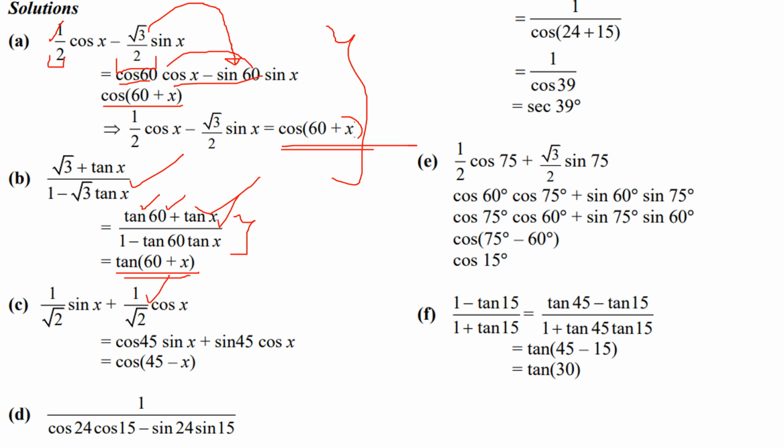Now here, 1 out of root 2 is the same as sin 45, and 1 out of root 2 is the same as cos 45. Now this expansion here, compressing it back is the same as cos of 45 minus x, which was required.